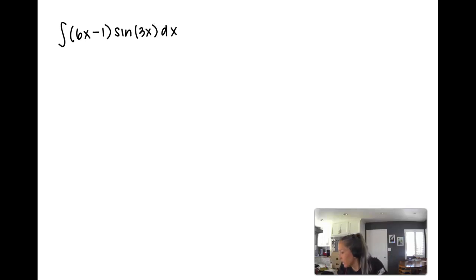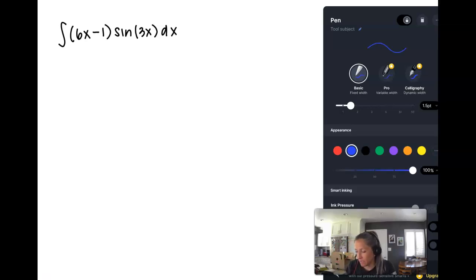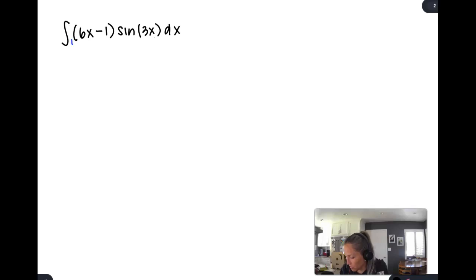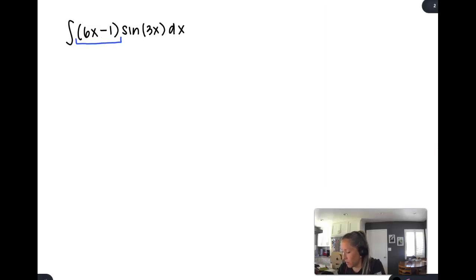All right, so question 3, we're back to integration by parts, our first actual Calc 2 technique. And we can see that we have two different things being multiplied together, two different types of functions. We have this 6x minus 1, nice little linear function, multiplying with a trig function, sine of 3x. And so we go, okay, we need to do integration by parts. There's no other way to get around this.